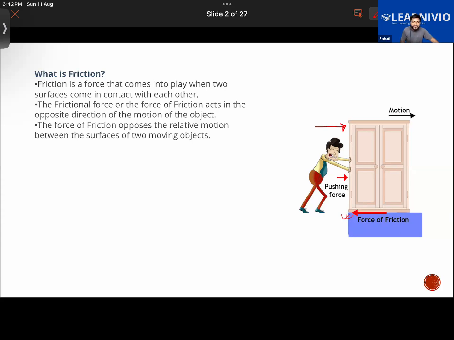Also, it is due to the force of friction that an object will oppose the movement. Getting it? Oppose the movement. So it is due to friction, right? The force of friction opposes the relative motion between the surfaces of two objects. So why is this door not moving over this object? Because of the force of friction. Because this force of friction is opposing the movement.